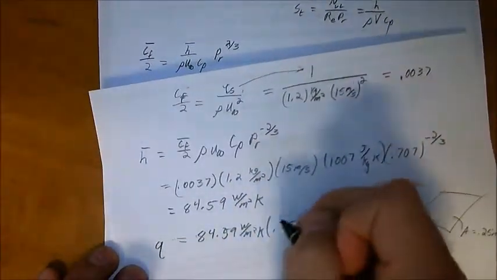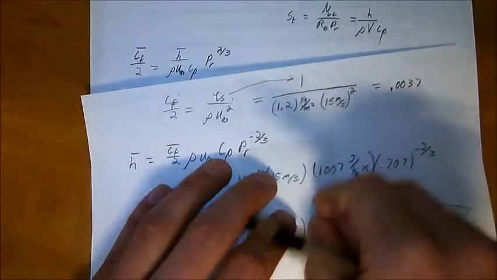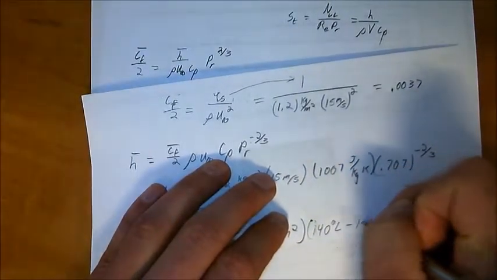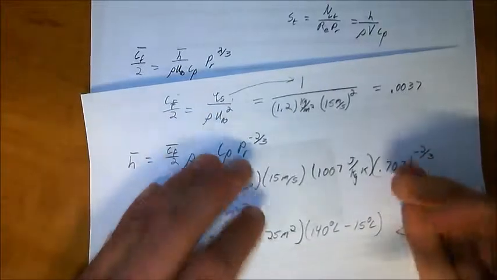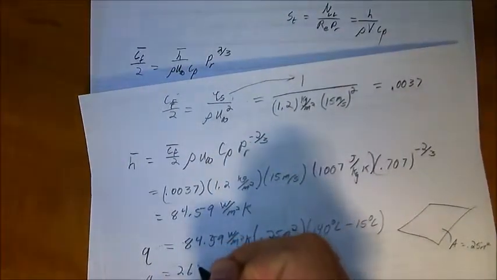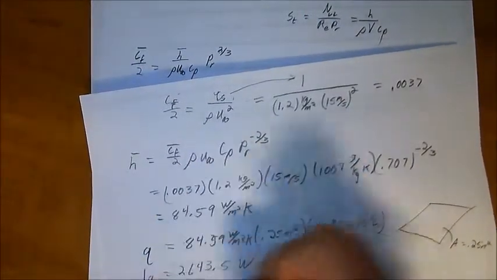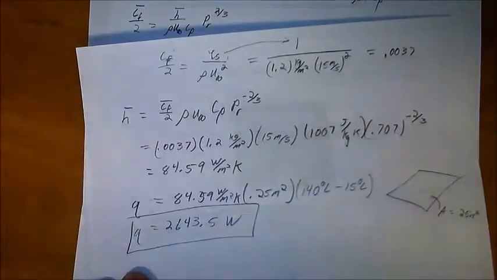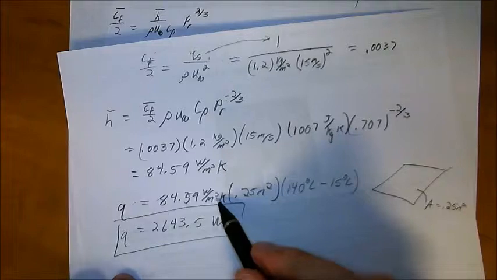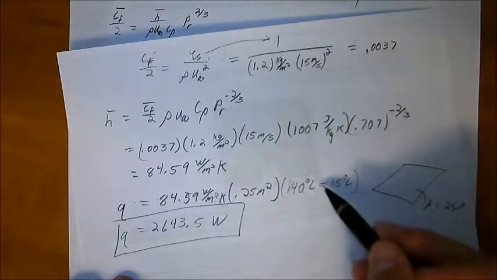That's the area there. And then that is multiplied by 140 degrees C minus 15 degrees C. Okay, and this will equal Q equal to 2643.5 watts. And that's how much electrical power you have to provide in order to keep this plate at the same temperature. One little note here, you might see that this is with respect to Kelvin, the unit system here, but I'm using degrees Celsius over here.